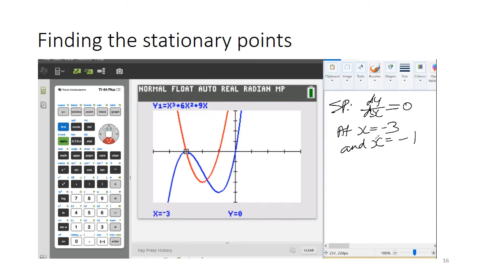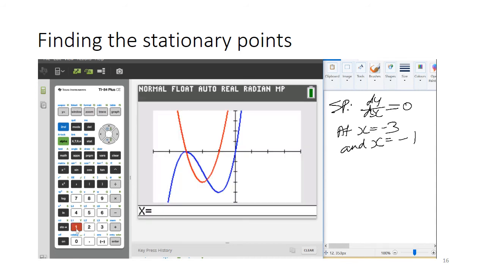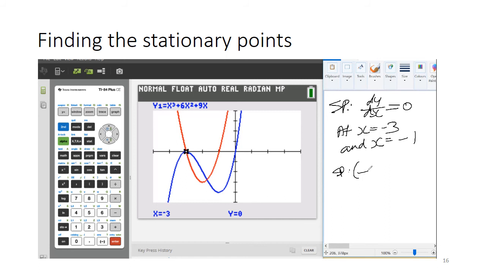So I know the x coordinates of the points. I now also want to find the y coordinates of those points. You can use a really cool function. Go to second, calc, and we can go to value, right? At x equals -3, so you just type in -3. And for the original function, y equals 0. So we know one of the stationary points is -3 and 0, which you should be able to read off from the graph anyway.